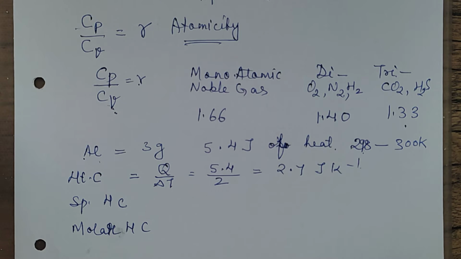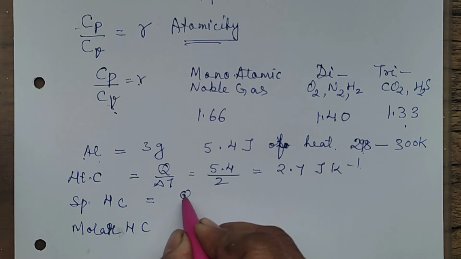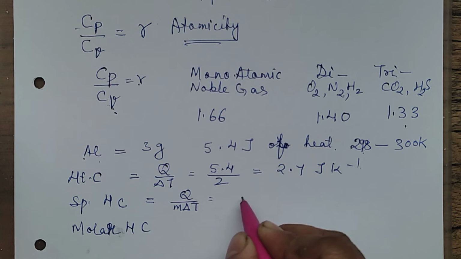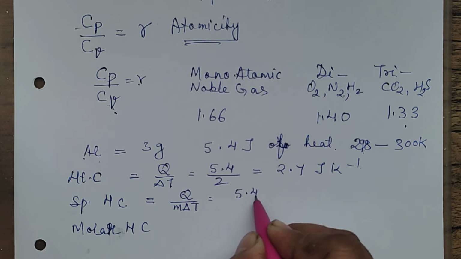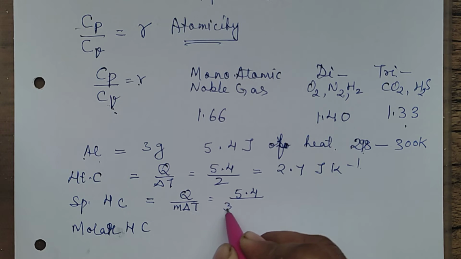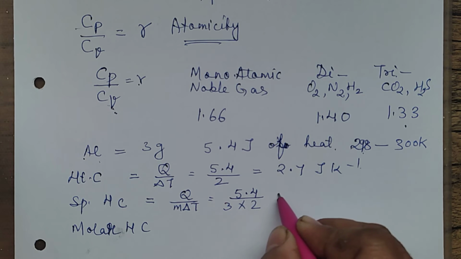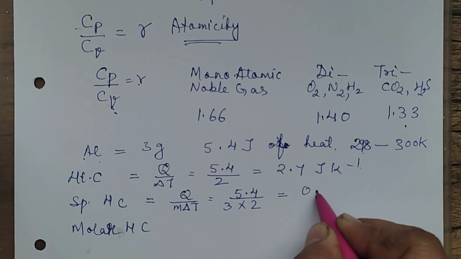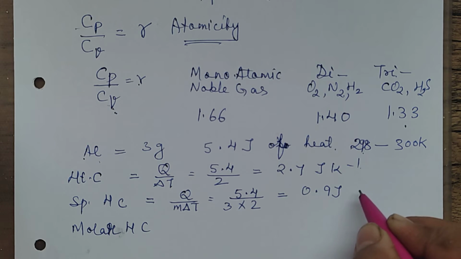That is heat capacity. For calculating specific heat capacity, you have the formula Q by M delta T. Right? What is Q? 5.4. The mass is 3 gram. The difference is 2. So when you solve this, it comes out to be 0.9 joule. So the unit is per gram per Kelvin.